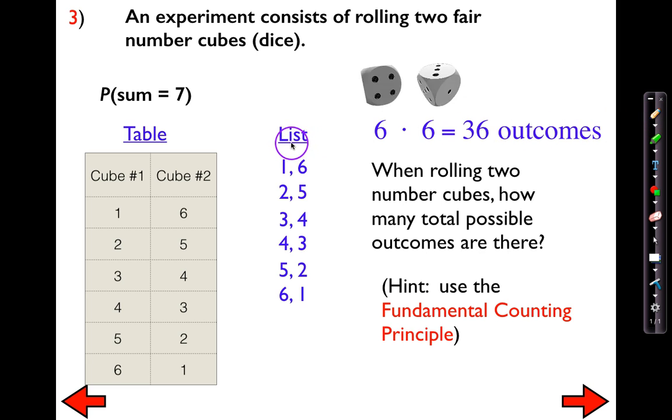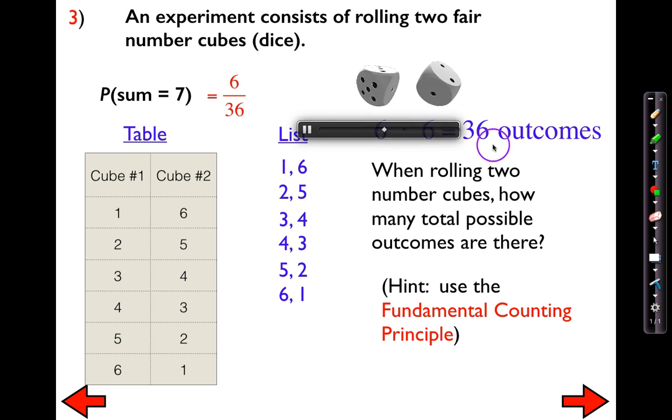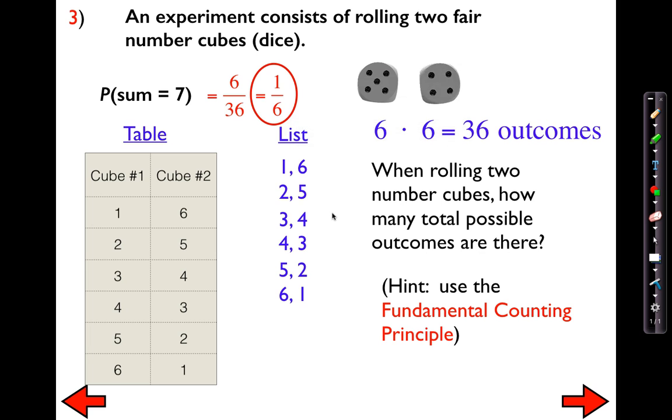But how many different ways were there? Well, let's count: 1, 2, 3, 4, 5, 6. So notice there's 6 ways out of 36 total outcomes. So I'm going to go ahead and say that the answer is 1/6. And why? Because you need to make sure you're reducing your fractions. I noticed both numerator and denominator could be divided by 6, and that's what gave me 1. 6 divided by 6 is 1. 36 divided by 6 is 6.